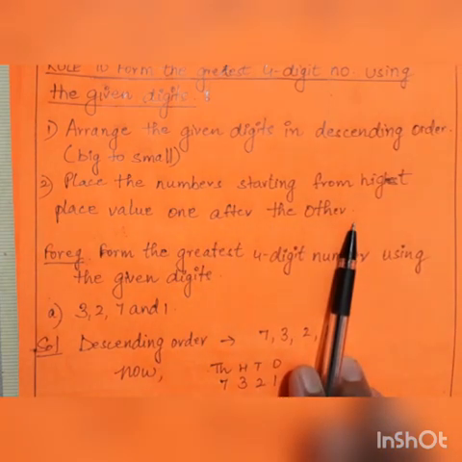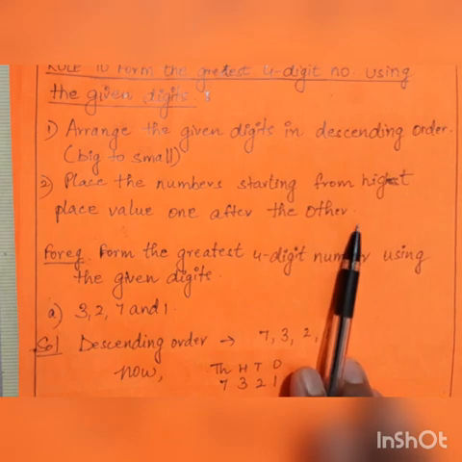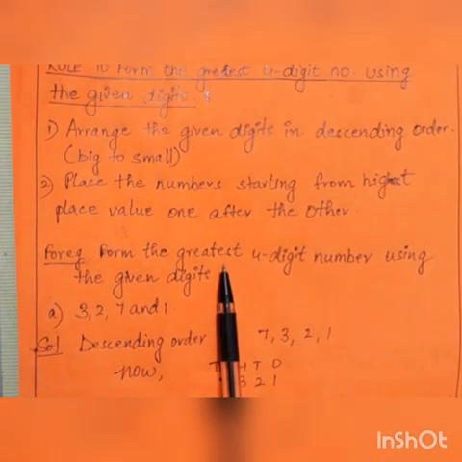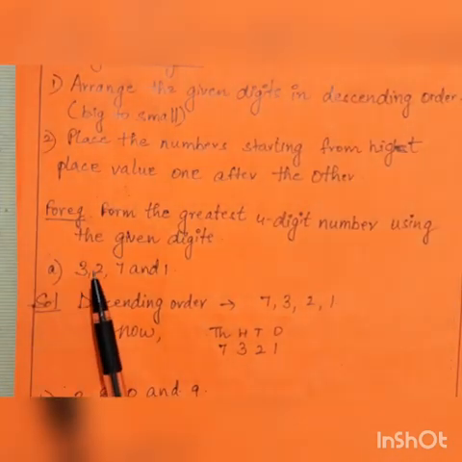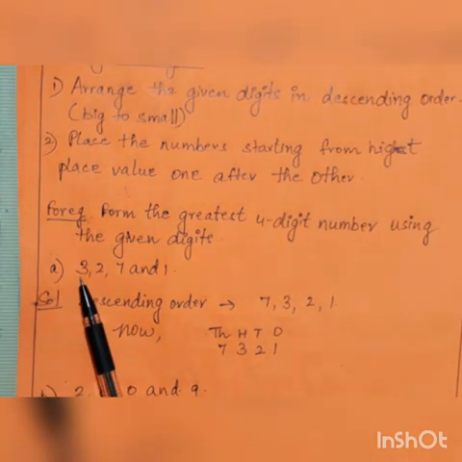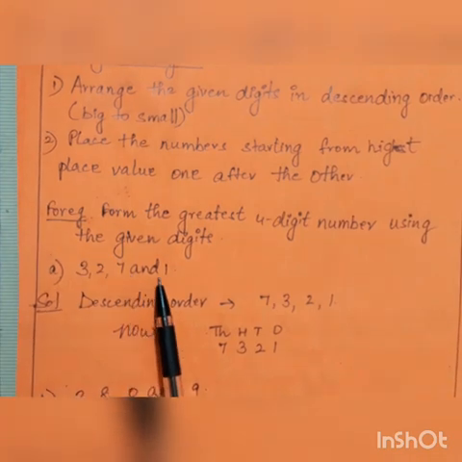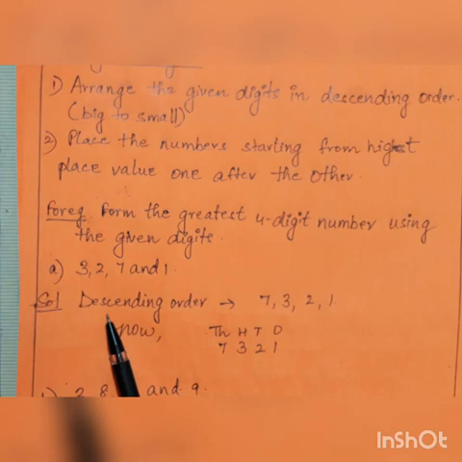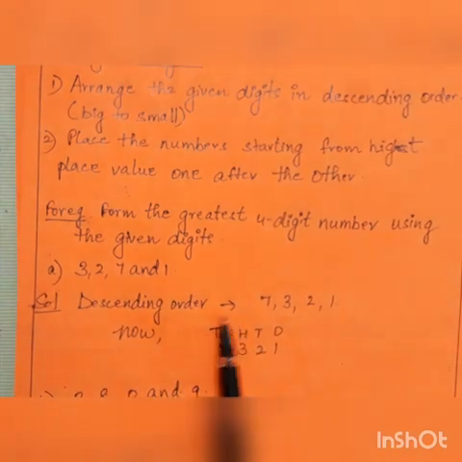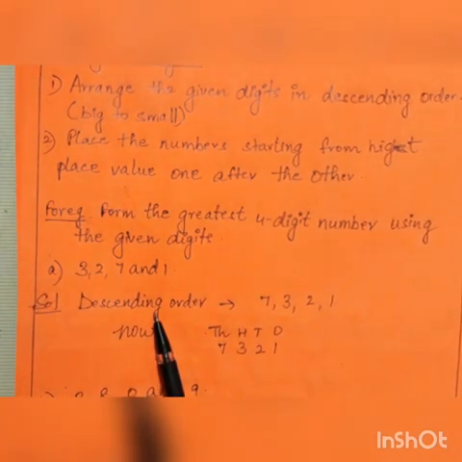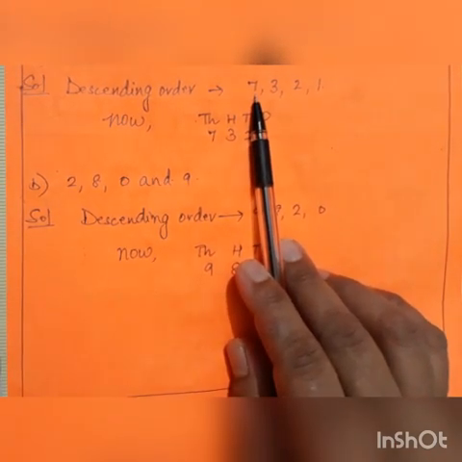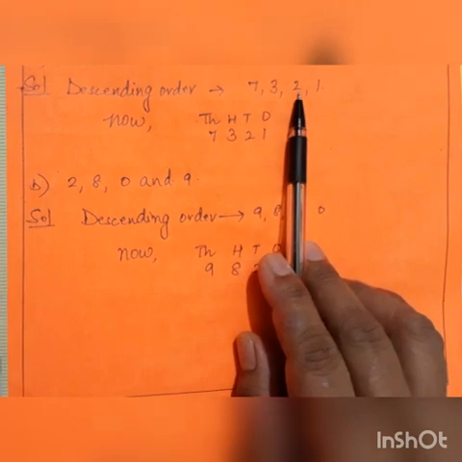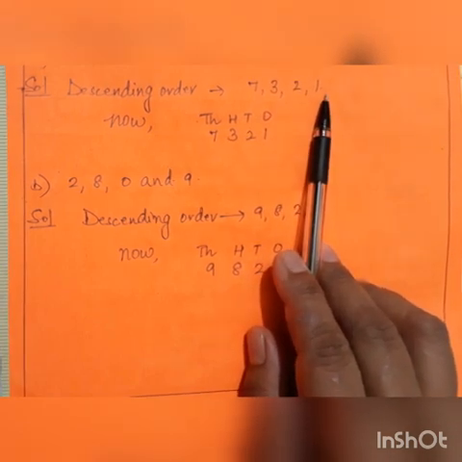Let us understand this with the help of an example. Form the greatest 4-digit number using the given digits. The first question is, the digits given are 3, 2, 7 and 1. The first step we will follow is that we will arrange the given digits in the descending order. Among the 4, the greatest digit is 7, followed by 3, 2, followed by the smallest number, that is 1.